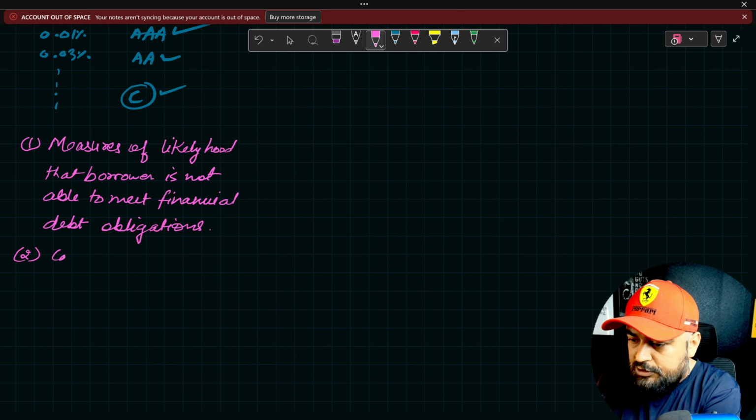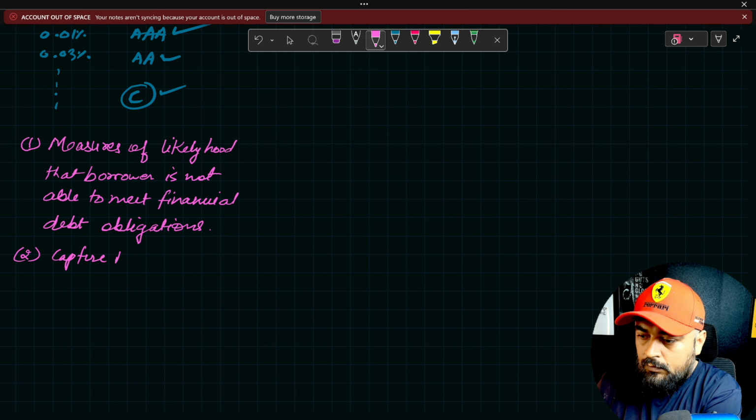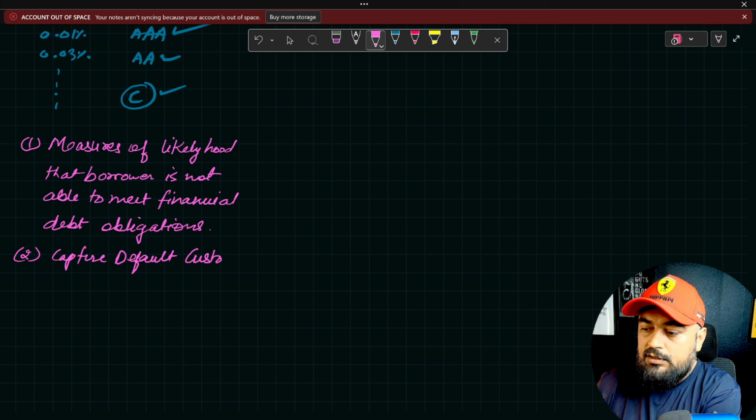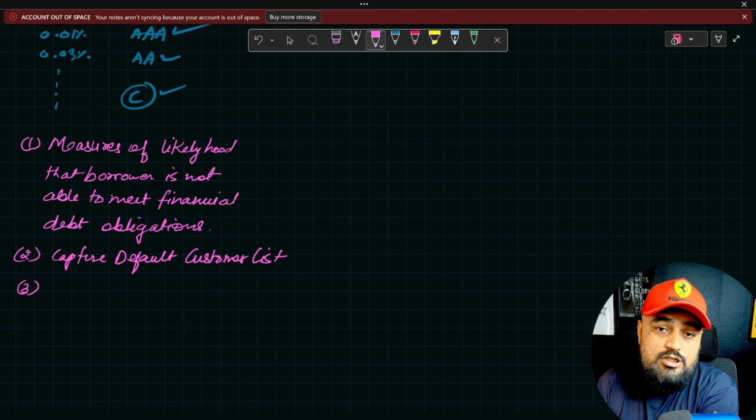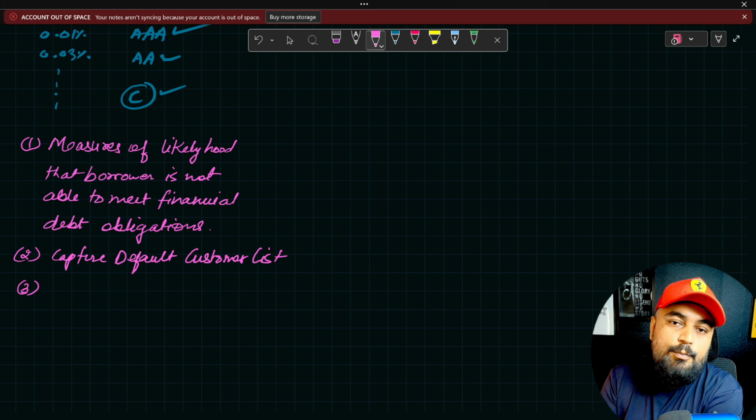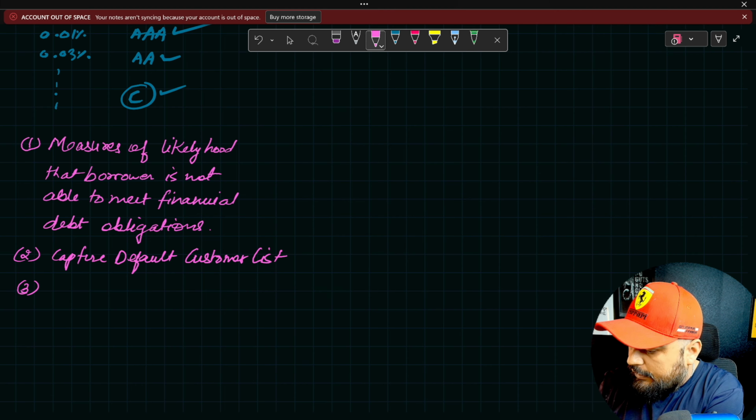Then this captures the default customer list. This is again a very important thing because we need the list of those customers who are totally at default, and also we need the list of those customers who are the best customers, because we will sell them more products, and the process is known as cross selling, okay?